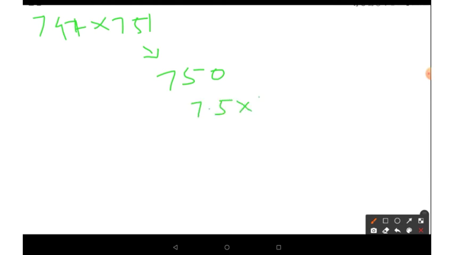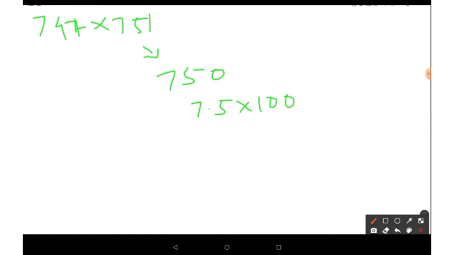Okay. So your question is 747 into 751. So what you have to do, which is the closest multiple of 10 for these numbers? If you go for 700, it is 47 and 51, a large deviation. So the closest multiple of 10 is 750. How can you represent 750? You can represent 750 as 7.5 into 100, right?